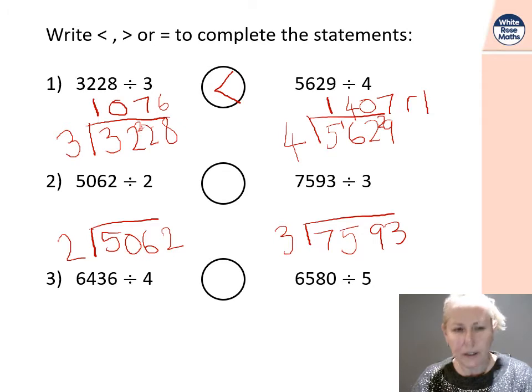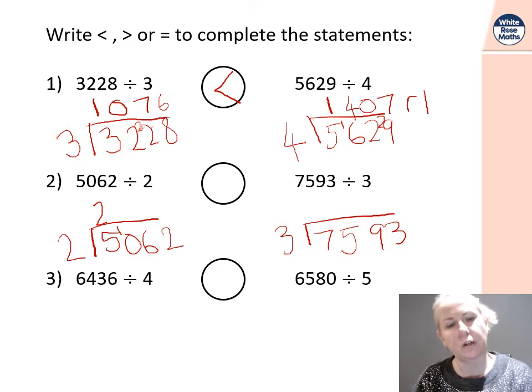So we've got 2 here. How many groups of 2 can I make from 5? I can make 2 groups, and I'm going to have 1 left over because 2 groups of 2 is 4. And I've got 5, so there's 1 left over. And I've got a 10 here. How many groups of 2 can I make from 10? I can make 5 groups of 2. How many groups of 2 can I make from 6?